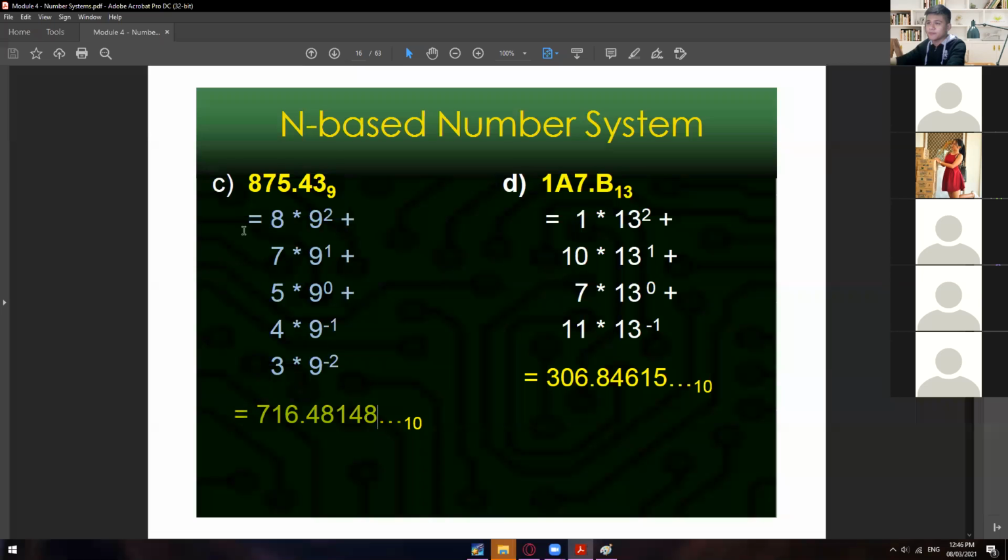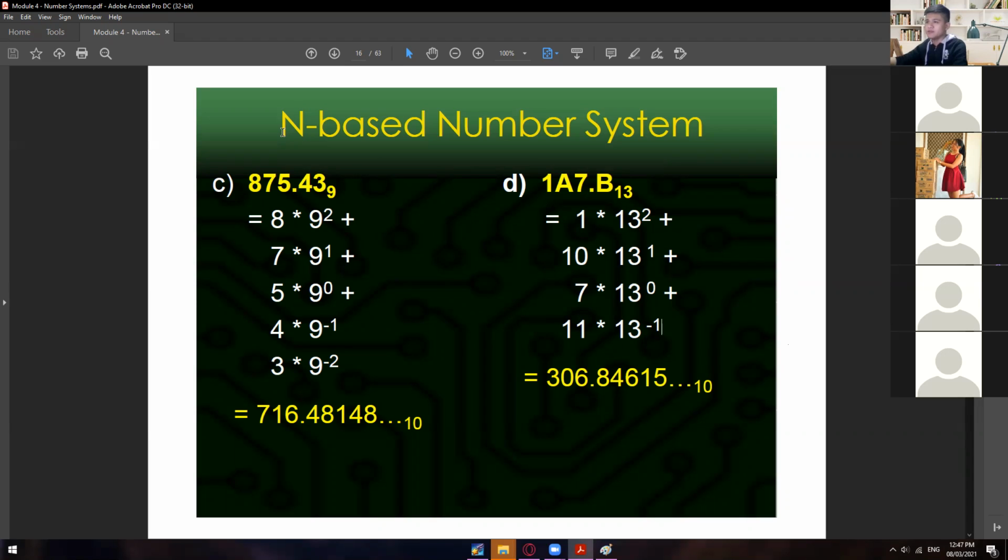All right, so that's it for the letter C. And then we have here another number, but of course another base. So we have here 1A7 or 110.7. So A is 10, and then B is 11. All right, so 110.7, 11 multiplied to 13, since that is the base of our number system here. And then just raise this one to -1. This one is 0, 1, and then 2. All right, so that's how we've got those exponents. And then again, just do the math, and then you will get 306.84615 base 10.